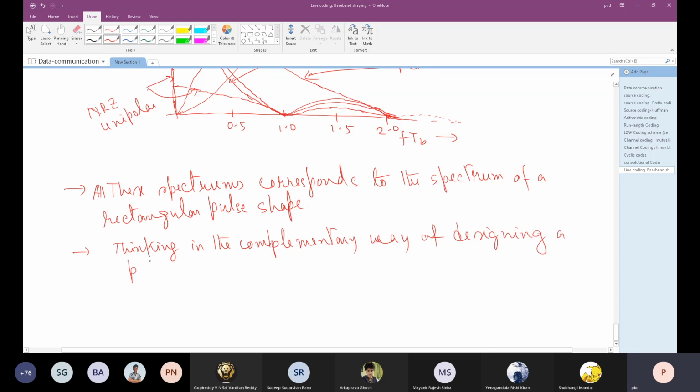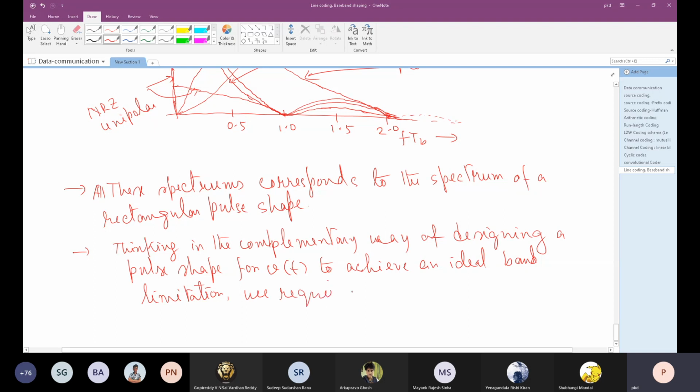Designing a pulse shape for VT to achieve an ideal band limitation, we require a sinc waveform to be generated in the time domain.